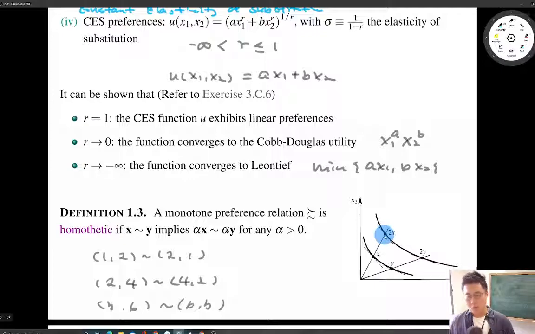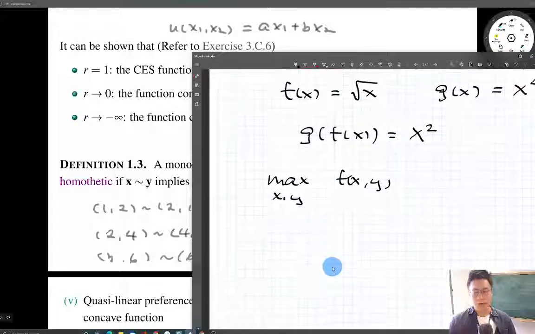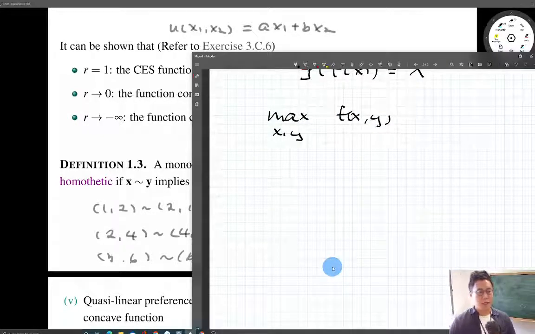So if we know information about MRS for just one single indifference curve, then we can find out the MRS at the other bundles. Okay, so that is a major property of homothetic preference. Regarding this, there's one more property: if a preference relation is homothetic, then its associated utility function is homogeneous of degree 1.